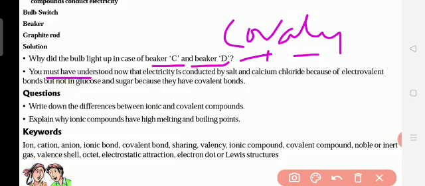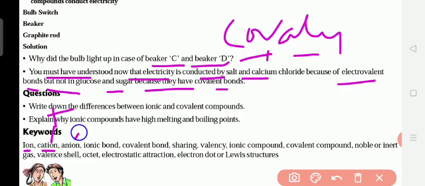So you must have understood now that electricity is conducted by salt and calcium chloride because of the electrovalent bond, that means ionic bond, but not in glucose and sugar because they have covalent bonds. Okay, cation means what? Positive charge. Anion means negative charge. Ion means after losing or gaining electrons they form ions. Ionic bond means gaining and losing electrons. Covalent bond means sharing of electrons.